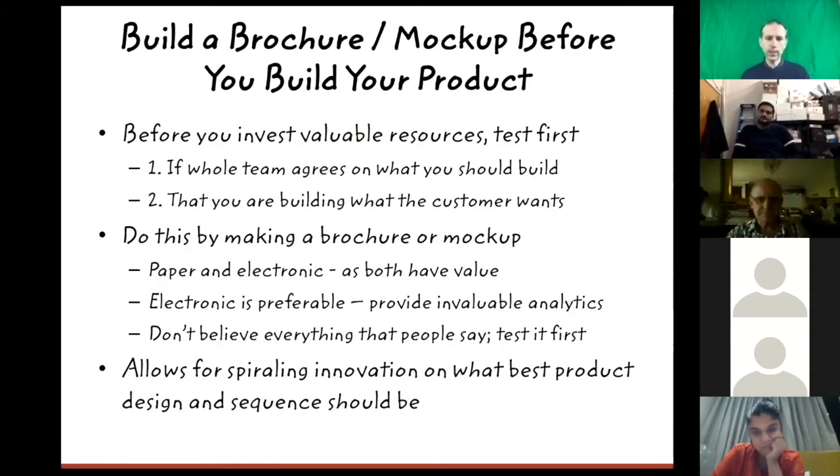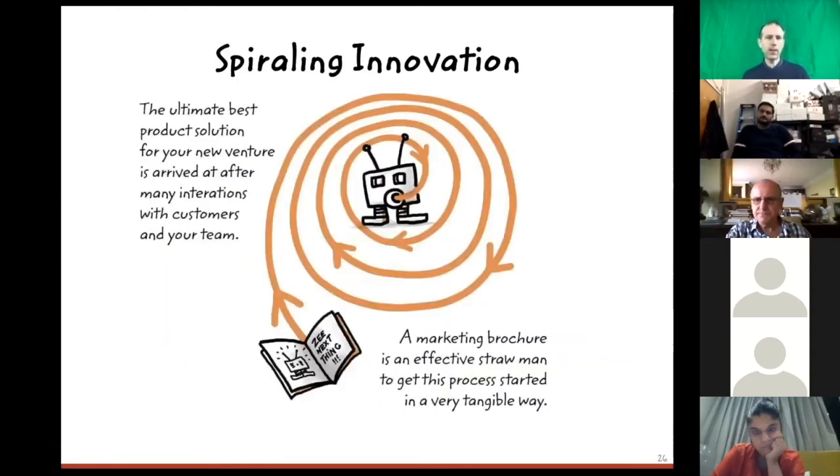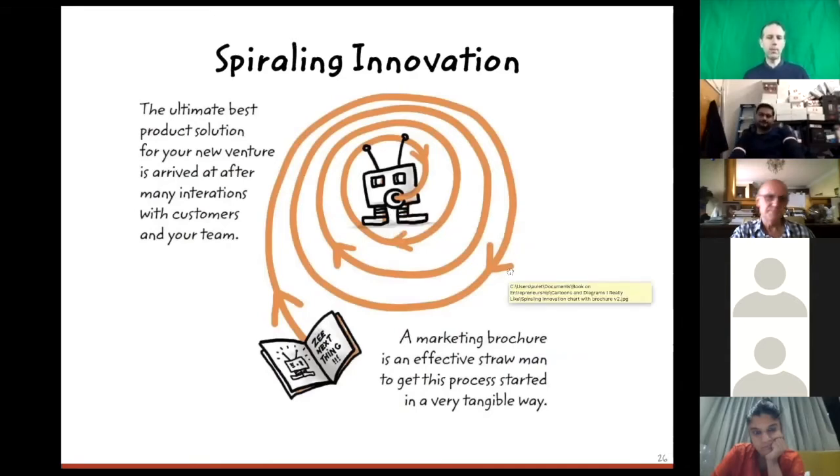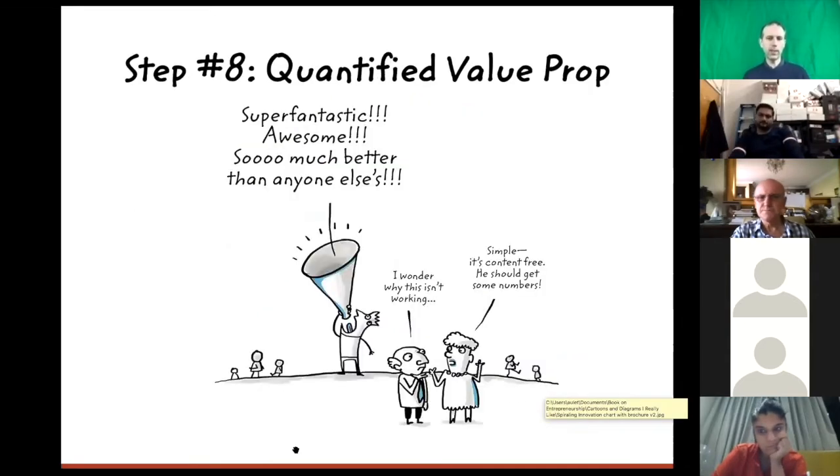What we're trying to get towards, I suppose, is this aspiring innovation, where we start off with something and then eventually, after many iterations, talking to customers and your team, get towards the ideal product that's aligned to the priorities of the customer. So it is a kind of straw man in terms of making this happen.